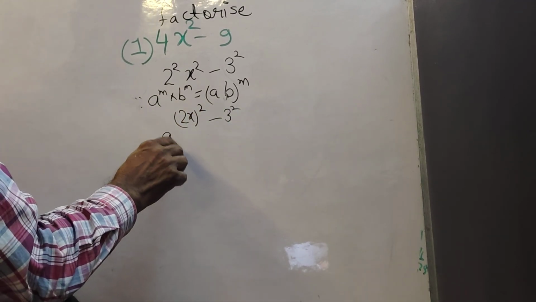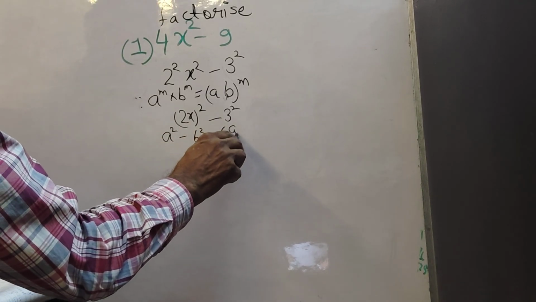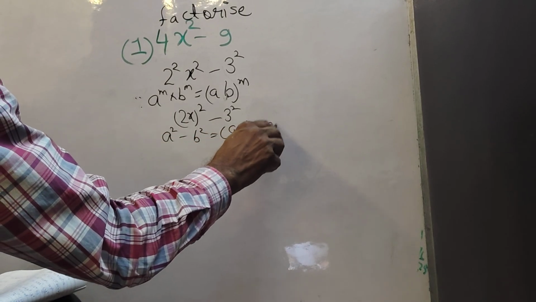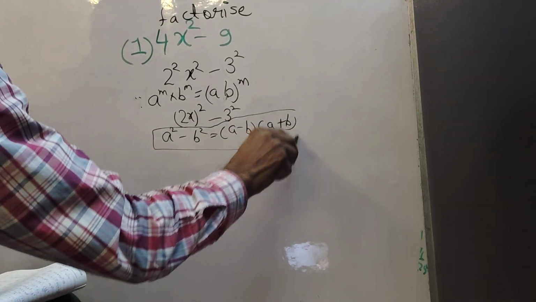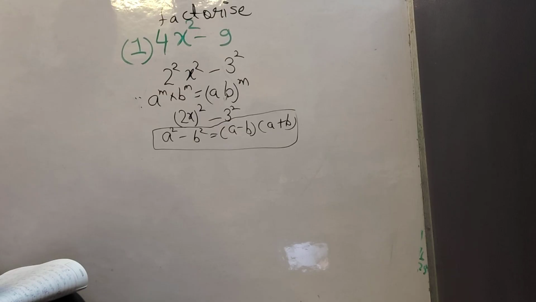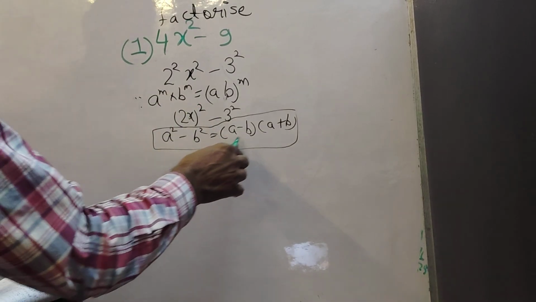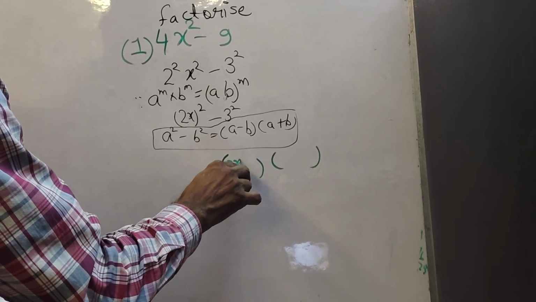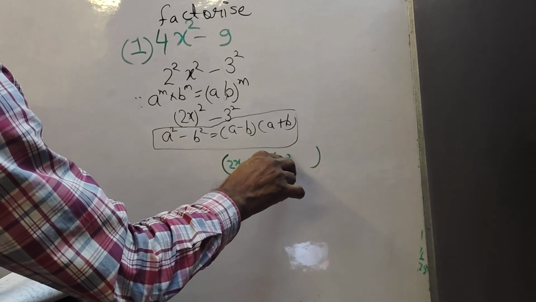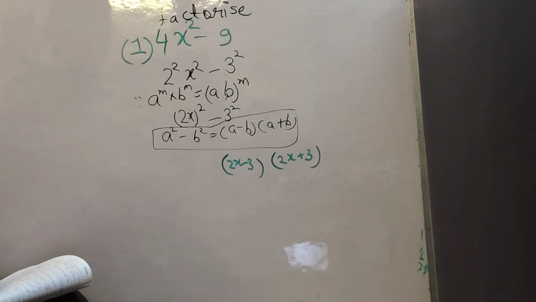Now here is one important identity. The identity is a square minus b square equal to a minus b into a plus b. This is the important identity. Here a is 2x and b is 3, so we replace in the brackets. There are two brackets: 2x minus 3, 2x plus 3. This is the answer of this first question.